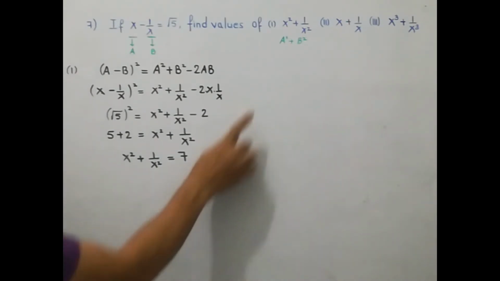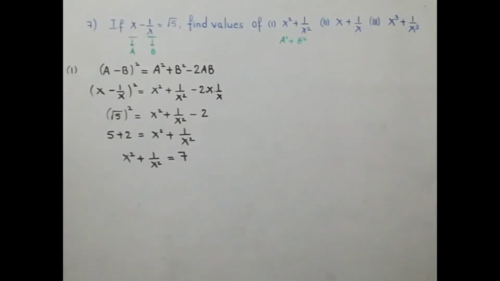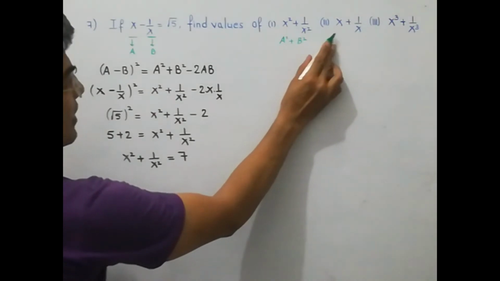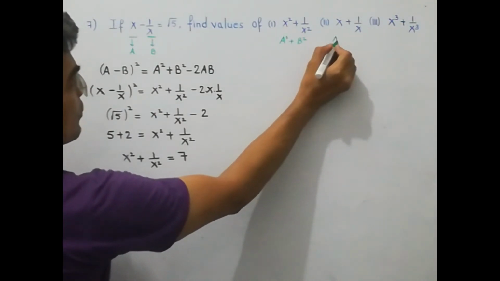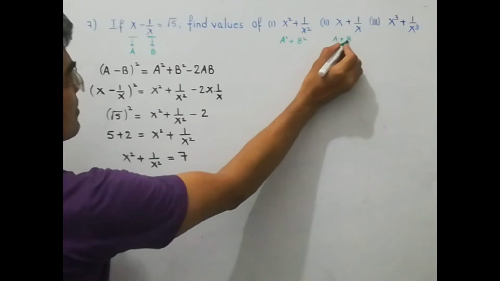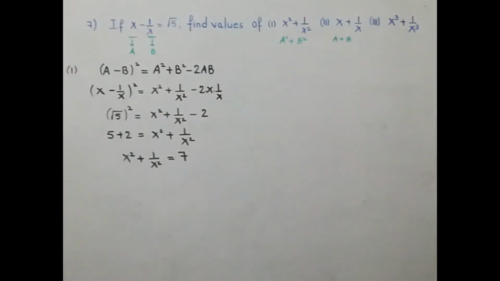Now coming to the second part. In the second part, we can name this as A and this as B. So A plus B is required. So we have framed this second part in terms of A and B. So we can say that A plus B is required. And what is given to us? A minus B. Now I told you the formula that can relate A plus B with A minus B. So let's apply that formula.